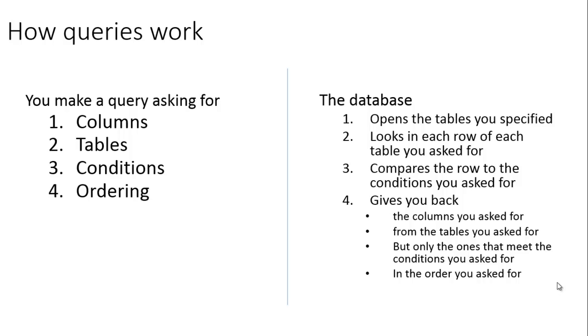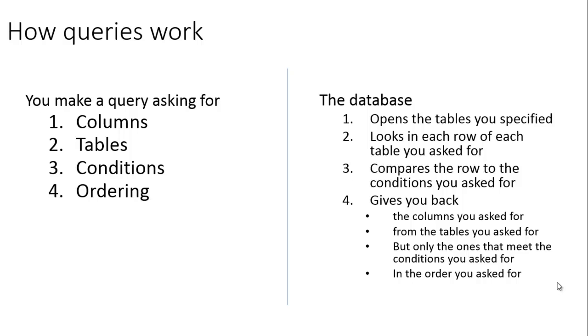Don't worry for the moment about exactly how it gives them back to you. If this was a conversation, I give you back information by speaking to you. A database gives you back results, but let's not worry at the moment how it gives you back results. But it does give you back results, and in fact it gives you the columns that you asked for from the tables that you asked for, but only the ones that meet the conditions that you asked for, and it gives them back to you in the order that you asked for.